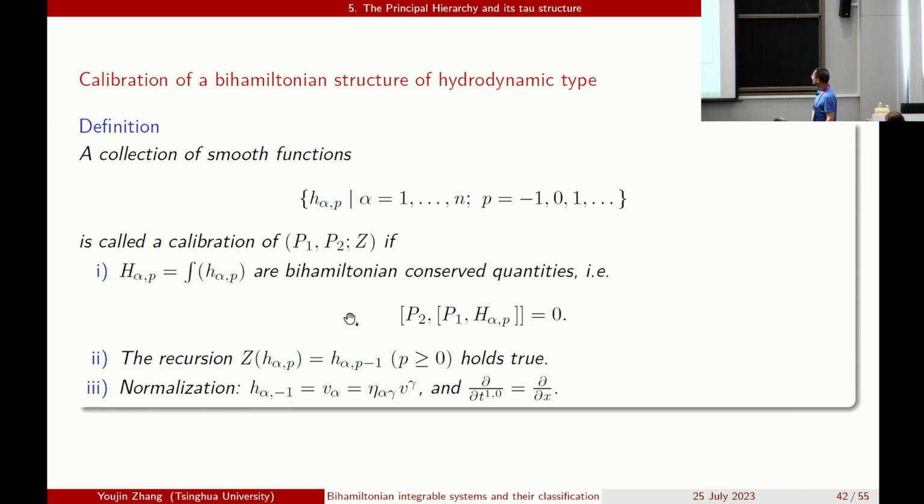This means that these Hamiltonians give us bihamiltonian vector fields.